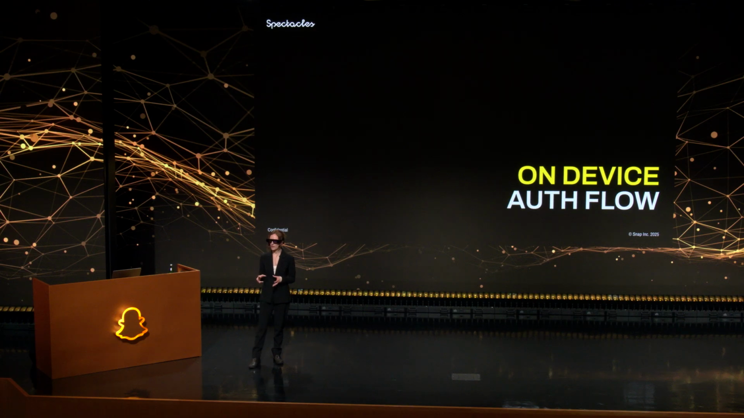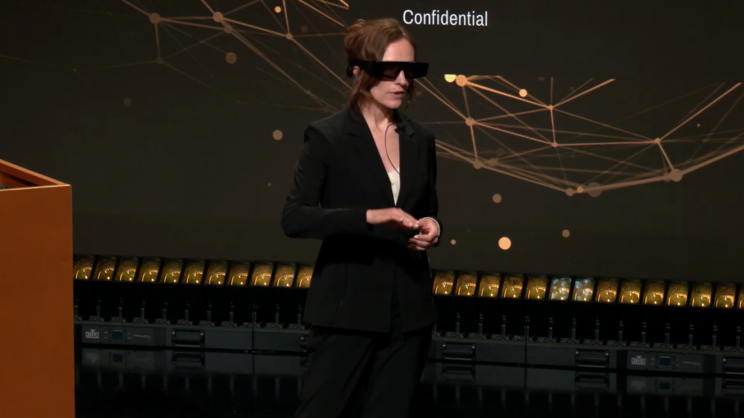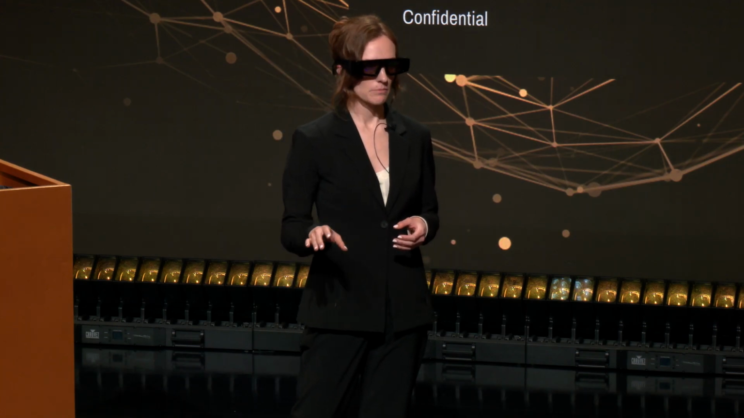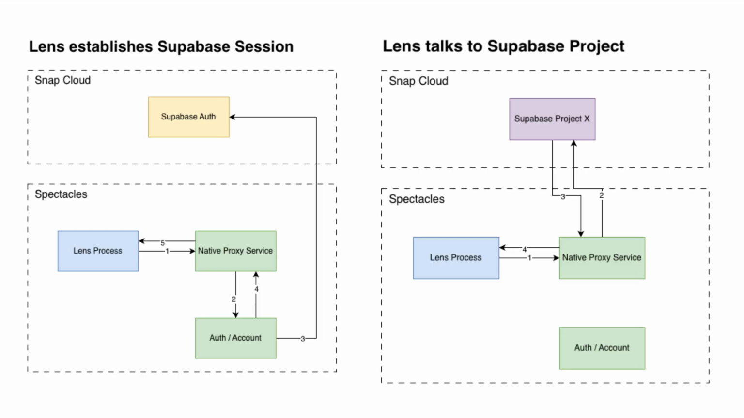When a lens with a Snap Cloud backend is published, the associated Supabase project identifiers are embedded directly into the lens metadata. This means that when the lens is launched on Spectacles, the platform already knows which backend to connect to. So no extra work, no extra network round trips are needed, reducing launch latency.